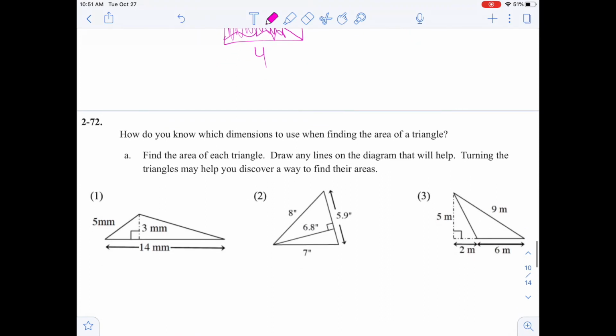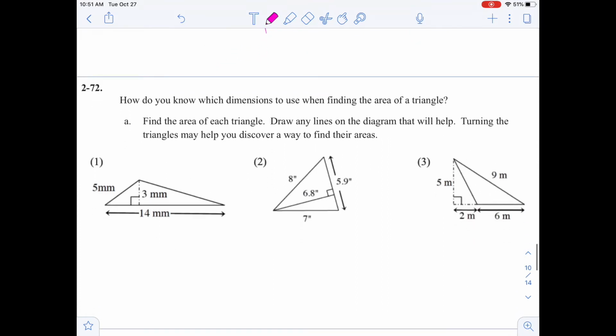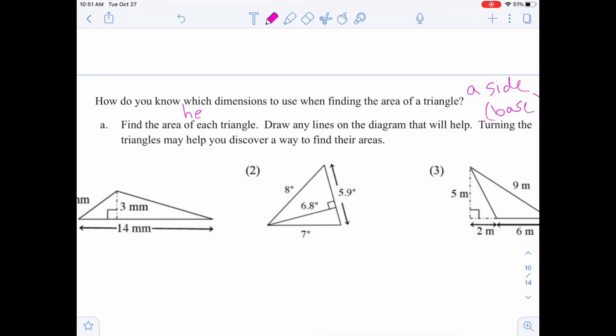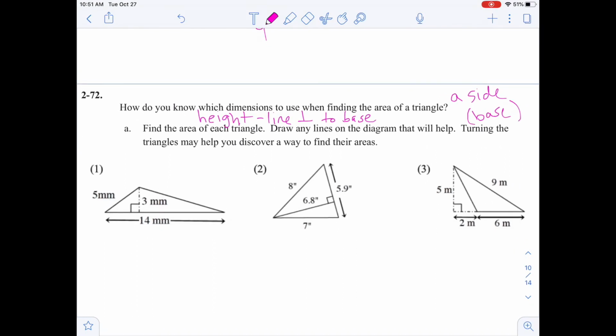All right, part 72. How do you know which dimensions to use when finding the area of the triangle? Because you're always going to use the length of a side, which we'll say is our base. And then we want to use the height. Sorry, I didn't give a lot of room to write in here. The height, which will be the line perpendicular to the base.